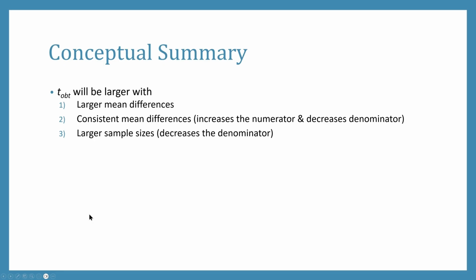So a bit of a conceptual summary. What we'll see is that if we want to reach statistical significance, we'll want to have a higher t-value. And I'm using this t obtained as a symbol for the t-statistic that we get in our output. So what we will see is that this t-value will be larger if we have larger mean differences. That means our numerator will be larger.